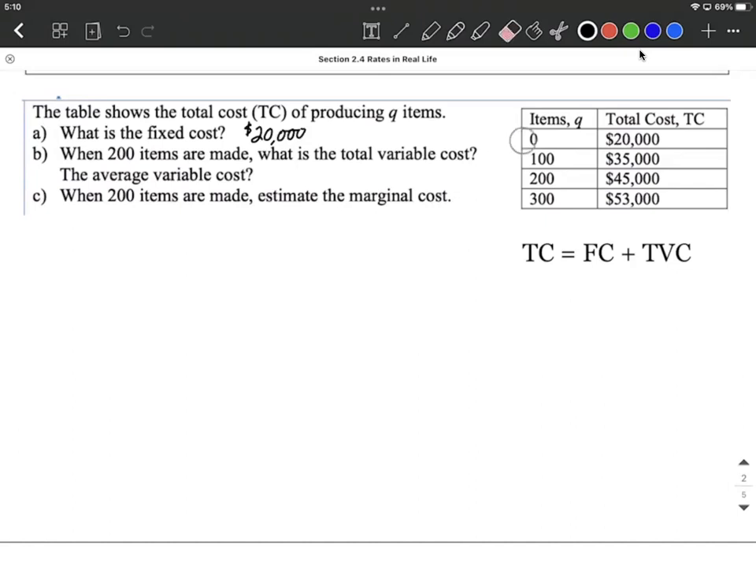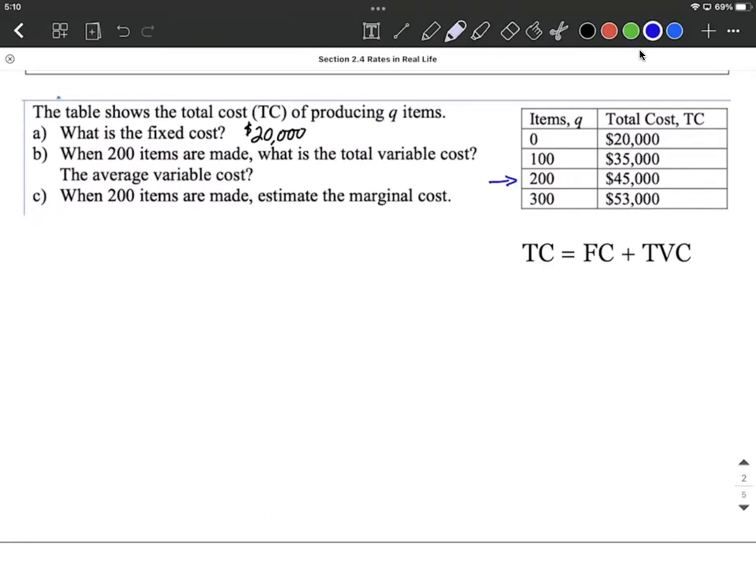Okay, next up on part B, when 200 items are made, what is the total variable cost? Okay, so let's answer that first and then talk about the average variable cost. So the total variable cost for 200 items, and we should be referring to 200 items right here.